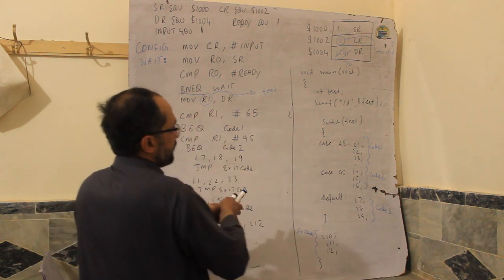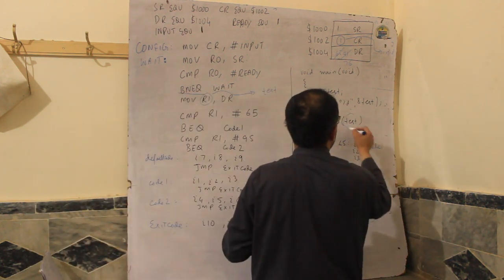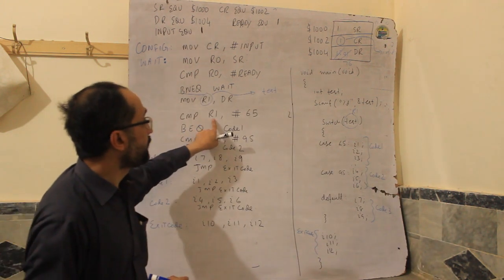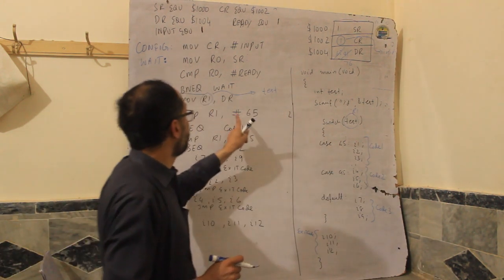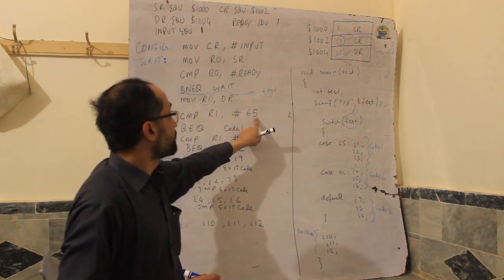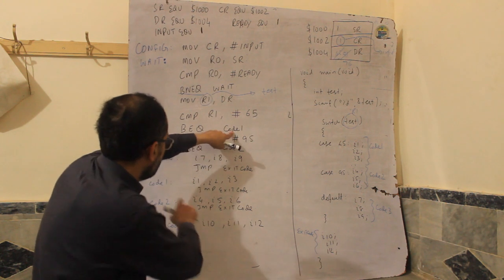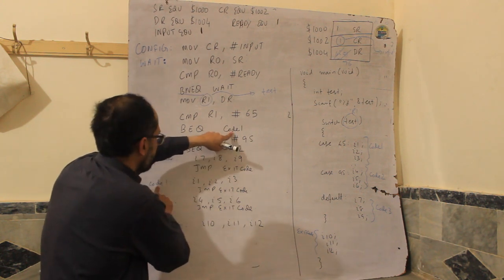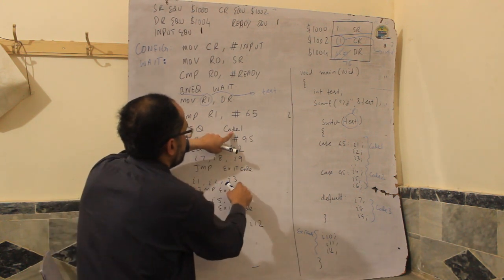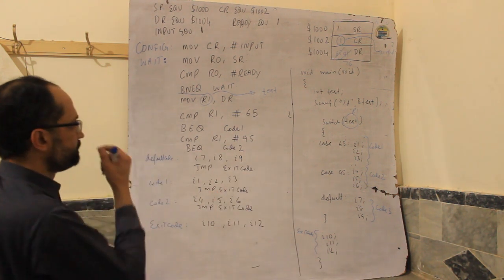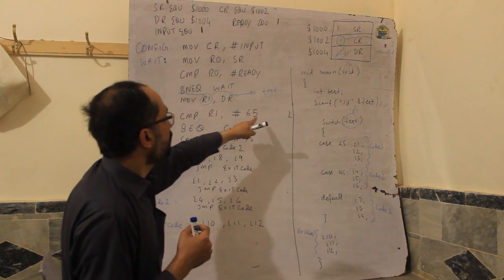In this case, R1 will contain the test value. Now we are comparing R1 with the value of 65. If it is equal, it will jump to code 1. So the instructions I1, I2 and I3 will be executed, and then it will jump to the exit code.